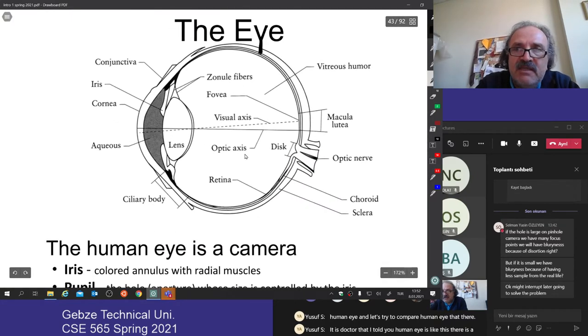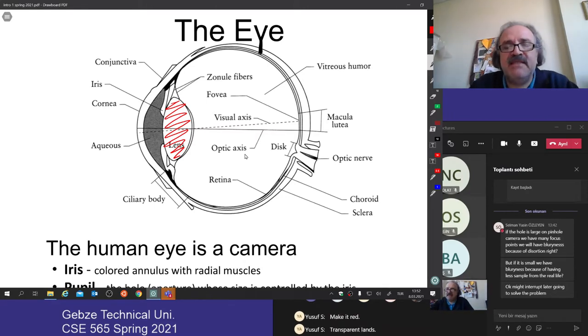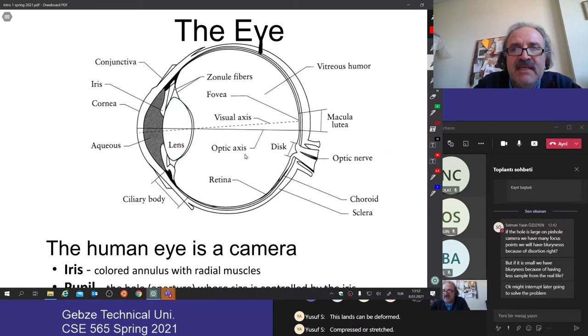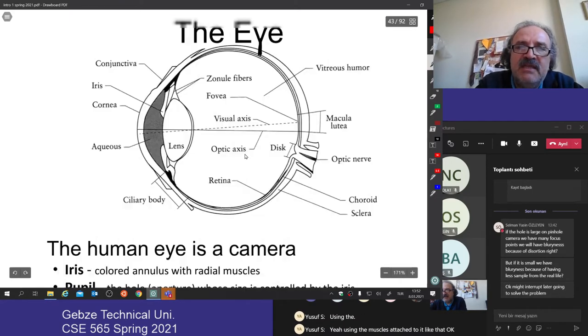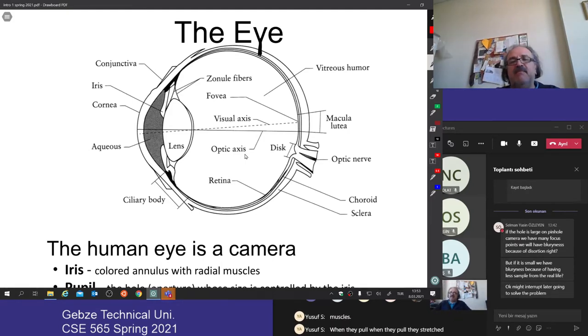There is a lens. Okay, this is the lens. Make it red. Transparent lens. This lens can be deformed, compressed or stretched using the muscles attached to it, like that. When they pull, they stretch the lens, it becomes a thinner lens, and when they release it, it becomes even more spherical. So we can deform our lenses in various ways.